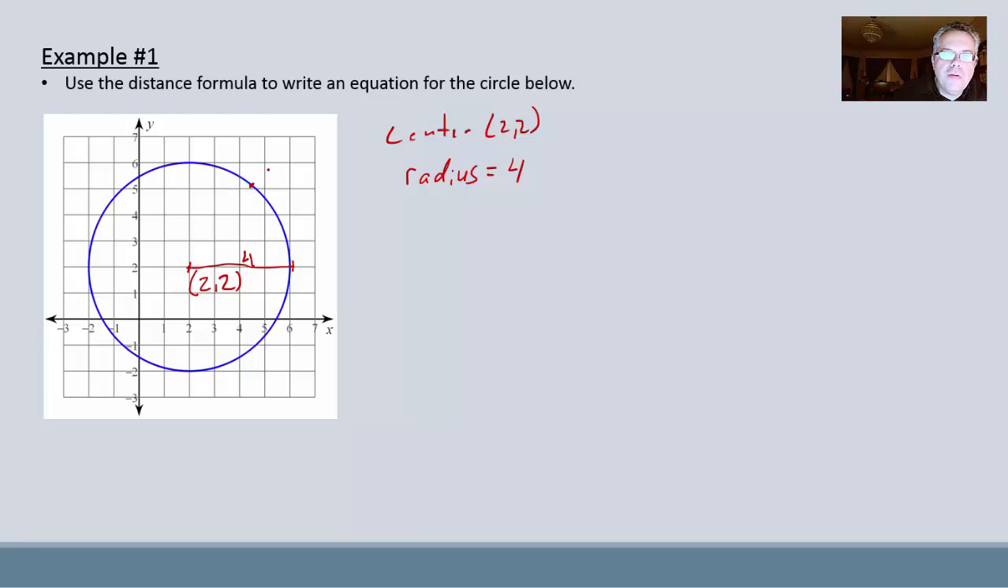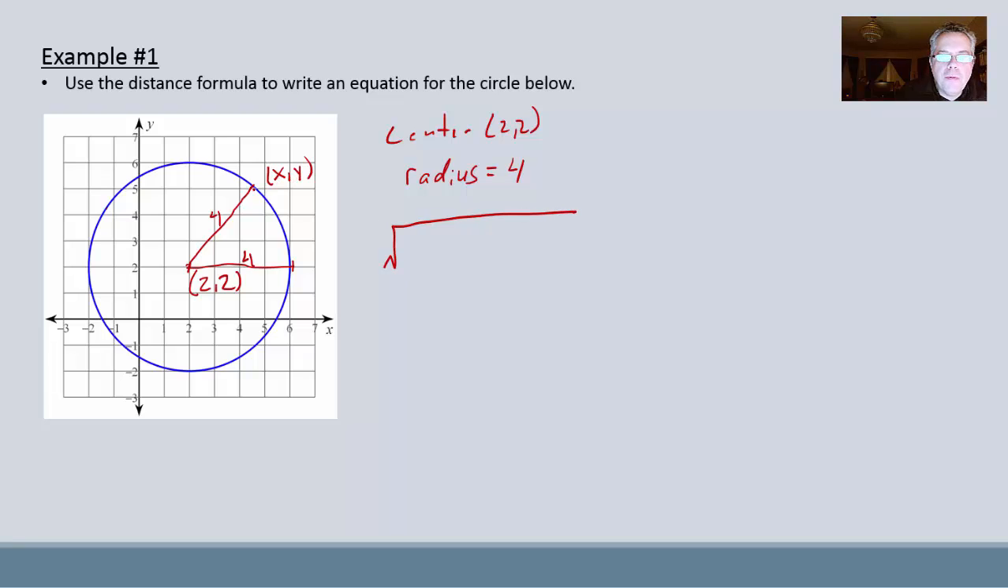Now, we want to write an equation for what any point x, y on the circle must satisfy. Every point on the circle is 4 units from the center. That's what a circle is. It's a set of all points the same distance from the center. So this circle is a set of all points that are 4 units from 2, 2. Okay, so we're going to write an equation for the distance. The distance from x, y on the circle to 2, 2 must be 4. So we're going to use the distance formula.